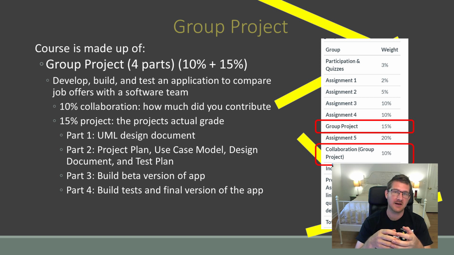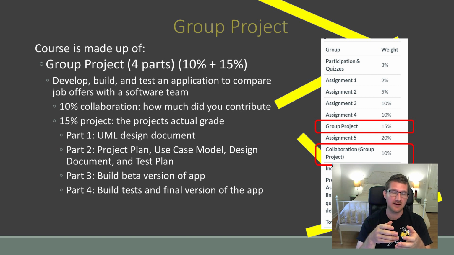Now the first thing to look at for this group project is the way it's graded. There's a 10% grade that comes from collaboration and a 15% grade that comes from group project. So this makes up a total of 25%, which means this is a big deal for your grade. The 15% comes from how well did you actually create the project. Does your app work? Are the tests good? Was your development for the app actually accurate for what you built?